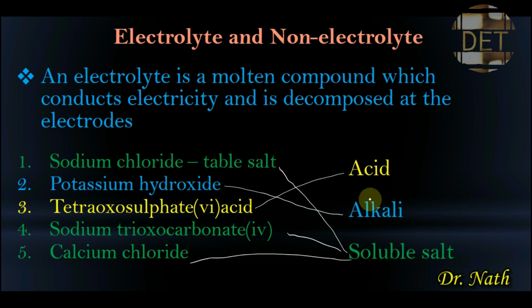So an electrolyte will usually occur in these three basic forms. It can occur as an acid, as a base, or as a soluble salt. Like I said, an electrolyte is a molten compound which conducts electricity. All these compounds conduct electricity and are decomposed, broken down, at the electrodes during the process of electrolysis, and we're going to explain this as we look at the electrolysis of some basic compounds.